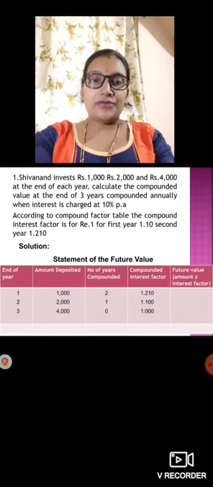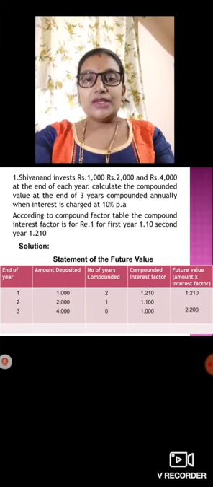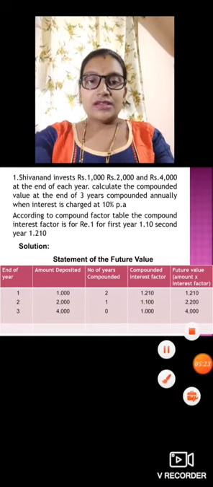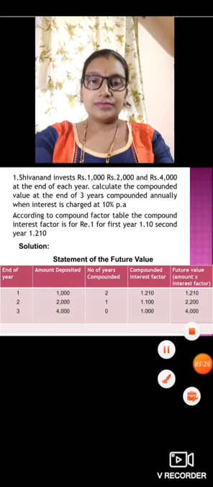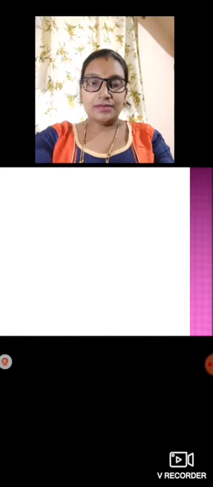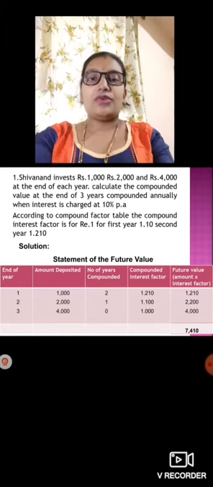Now how to calculate future value? Amount into compounding factor. 1000 into 1.210, you'll get 1210. Then 2000 into 1.100, you'll get 2200. Then 4000 into 1.000, so you'll get 4000. So how much total will we get? It is 7410. This is your total future value. 7410 we will get.